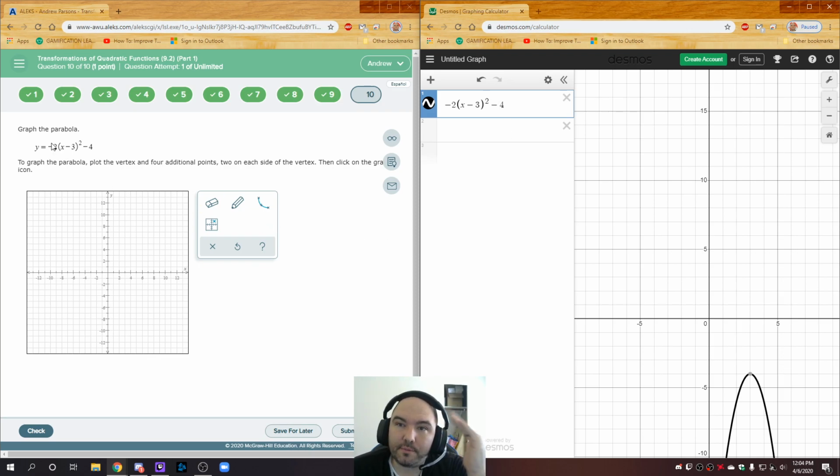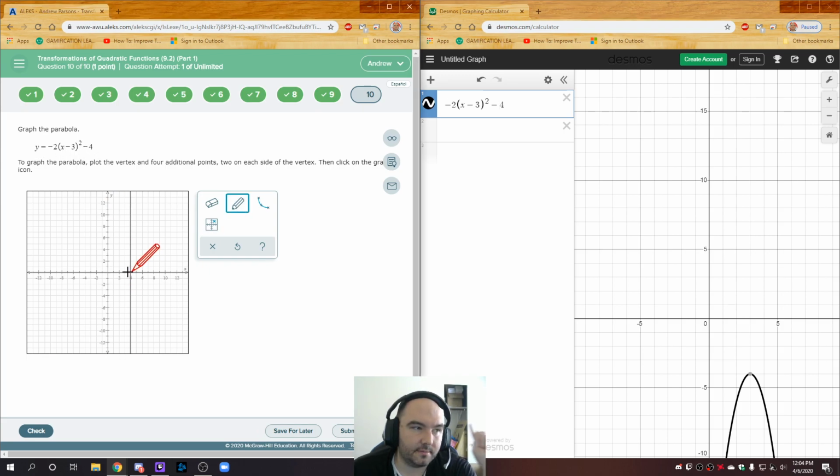Here's the deal. You should be able to look at this and say to yourself, okay, I know where the starting point is at least. Over 3 to the right. Remember, it's opposite. And down 4. And there's the vertex. Now, this is where I've got to stop, though. Earlier when we did those problems, I said you simply go over 1 and up 1, and over 2 and up 4, right? Well, it doesn't work like that on this one.